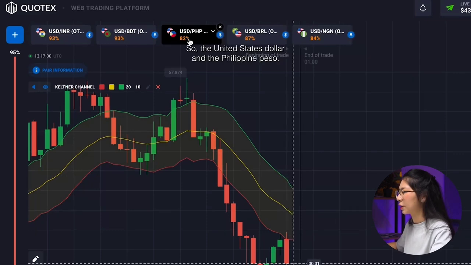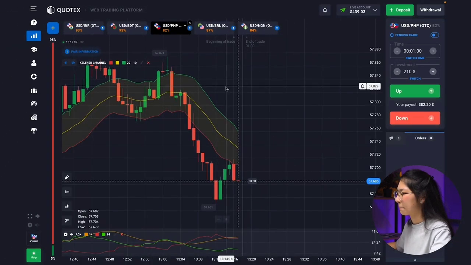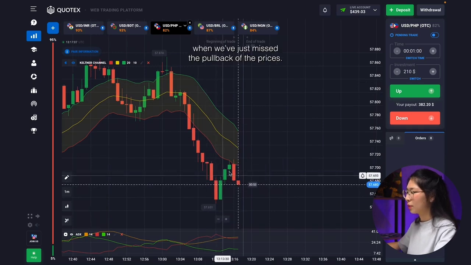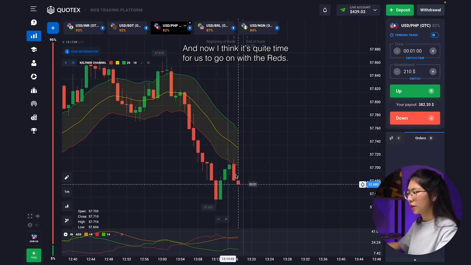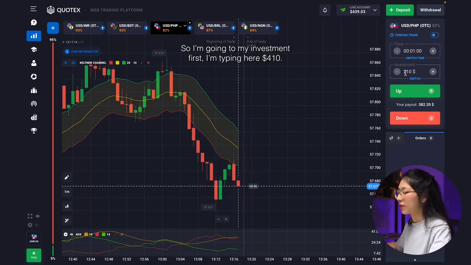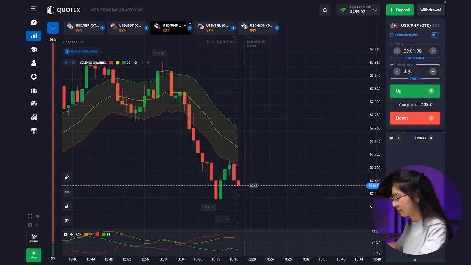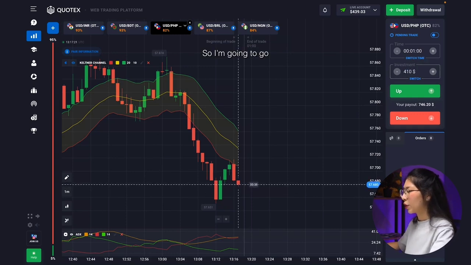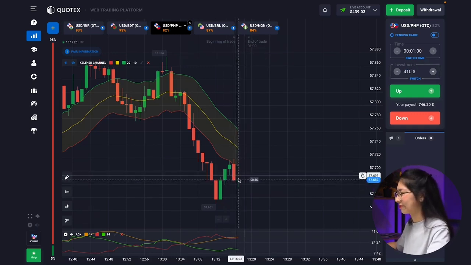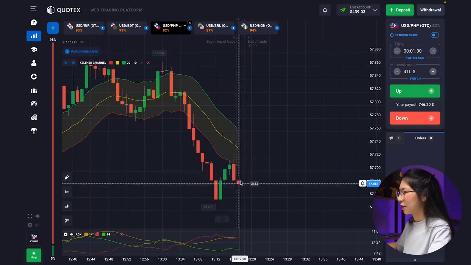United States dollar and the Philippine peso. So it was the case when we just missed the pullback of prices, and now I think it's quite time for us to go on with the reds. I'm going to my investment first. I'm typing here $410. And I'm going to go here with a slow speed, trying my best with the greens. Let's try.